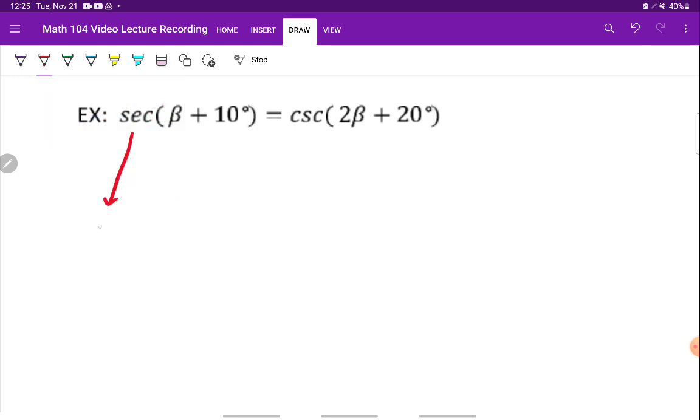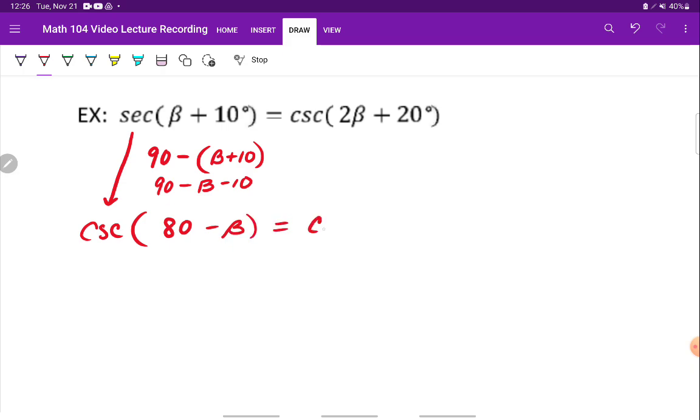We can rewrite secant as cosecant, as long as we make the argument the complement. So we're going to do 90 minus, and I have to put the parentheses in here because we have more than one term. I didn't in the previous example because it was just theta. So we'll distribute and combine our like terms. This becomes cosecant of 80 minus beta. And we've got cosecant of 2 beta plus 20.